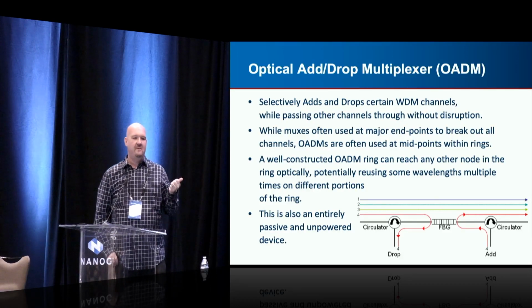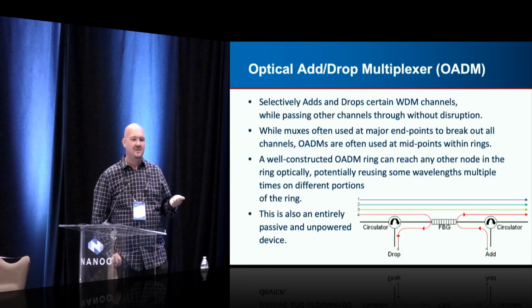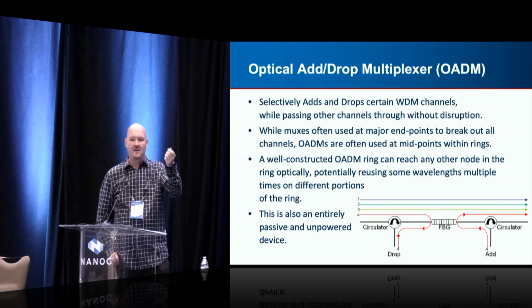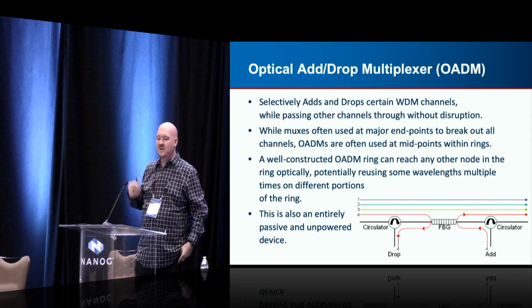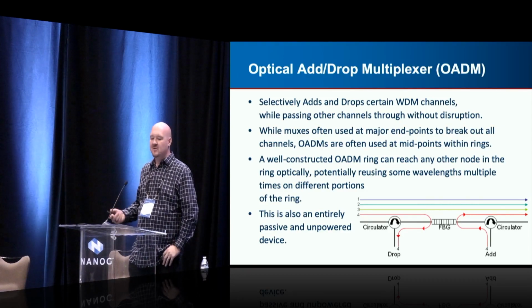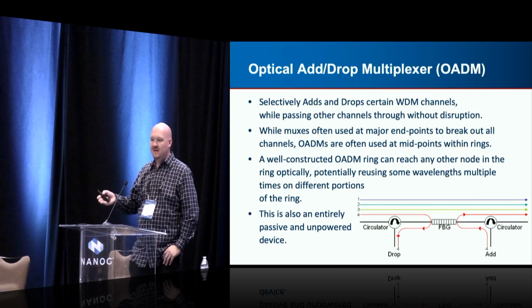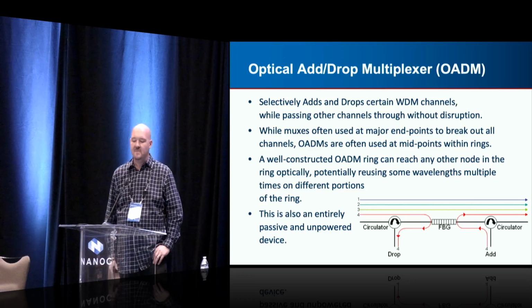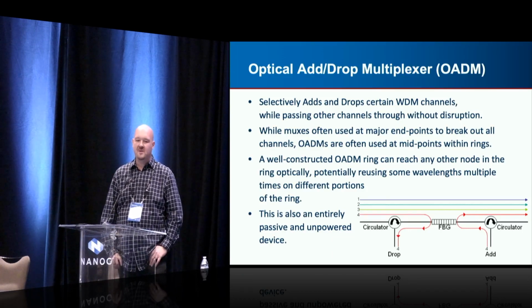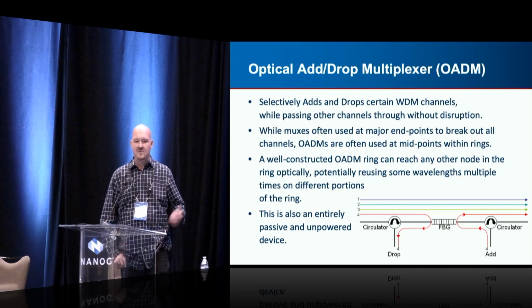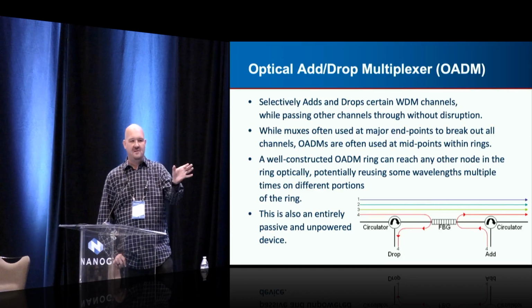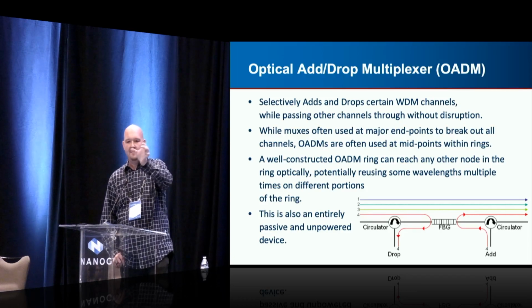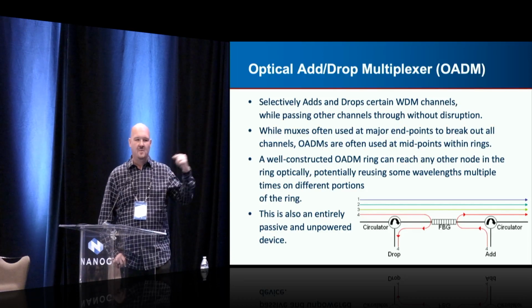There's a lot of penalty overhead, cabling overhead associated with that breakout of all 40 or 80 of those channels if all you want to do is pass some of them through. So an OADM is just wired so that some of the channels are dropped and can be broken out and some are passed through. And if you build a well-constructed OADM ring, you can reuse different pieces of the frequency at different parts of the ring. So you can have a group of channels that are reused every single time. You can have other channels that pass all the way through.